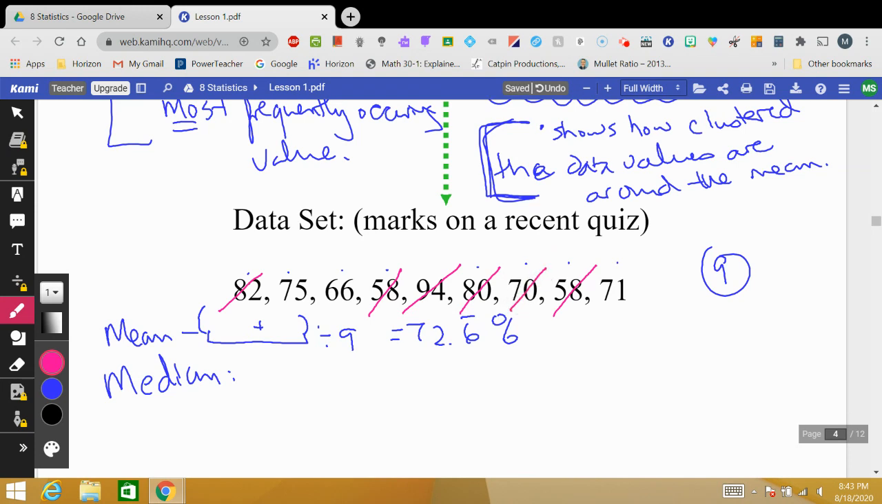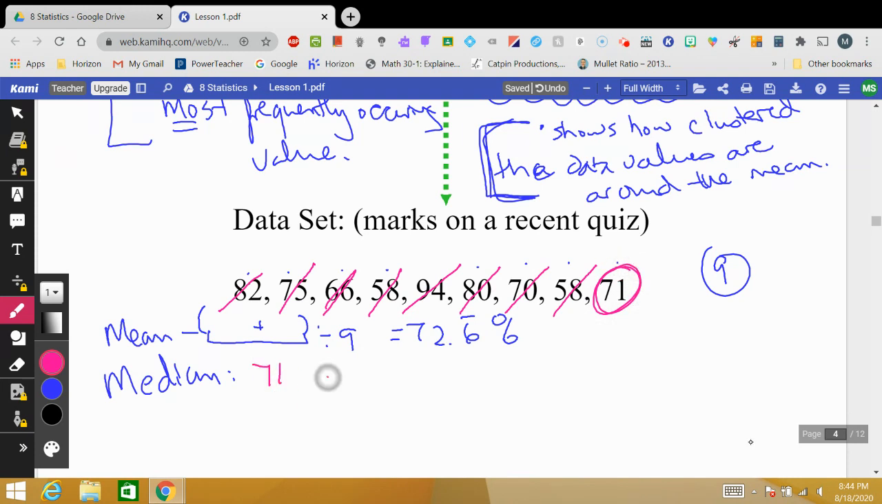Okay. Oh, sorry, this was the smallest one. So this one should still be there. Let me just get my eraser on that. Okay. And now I'm going to cross out my largest data value. Now my smallest data value, and so this one's in the middle here. So the median is 71.